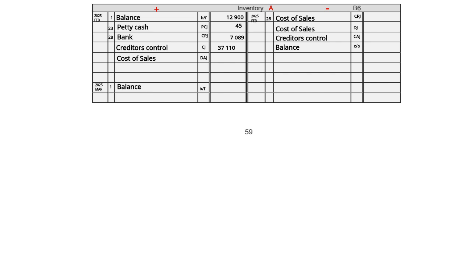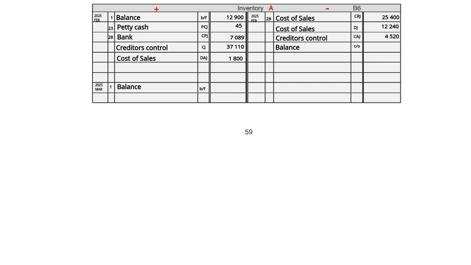DAJ total. Our debtors journal total is 12240. Our CAJ total is 4520.